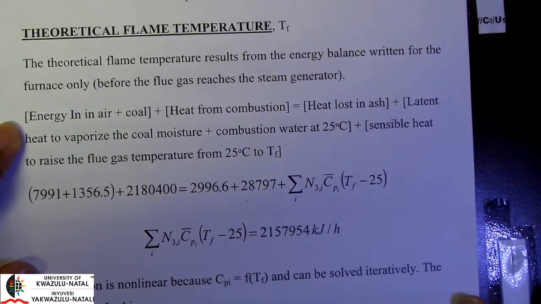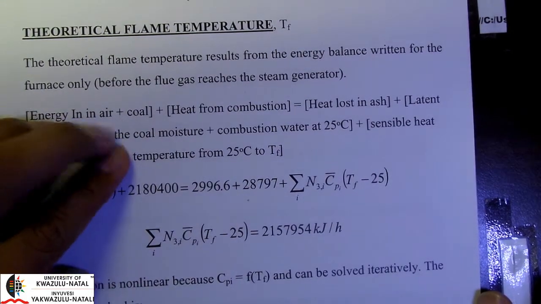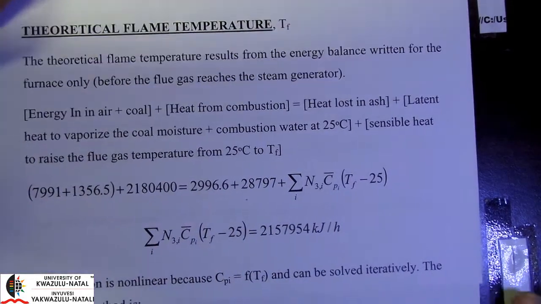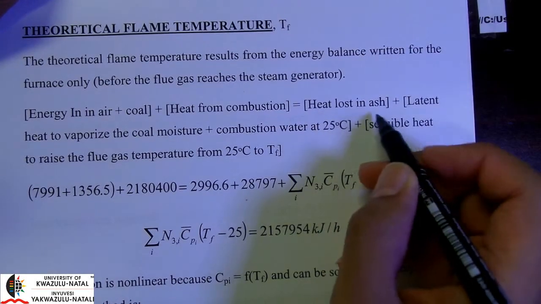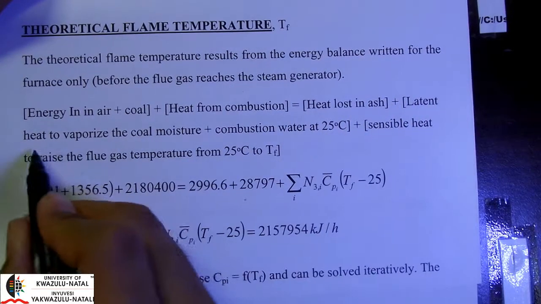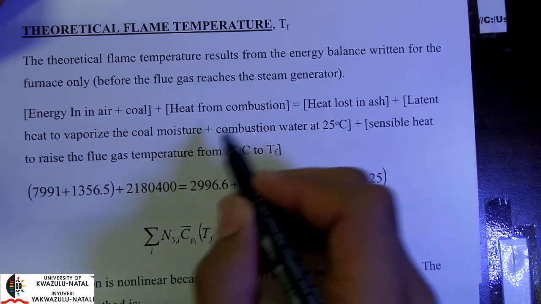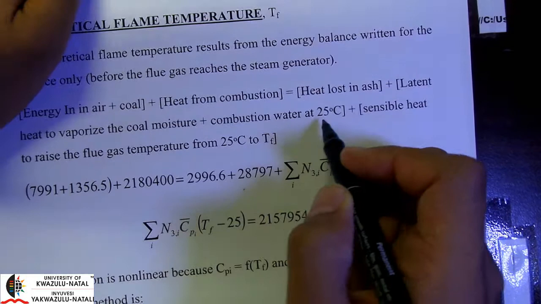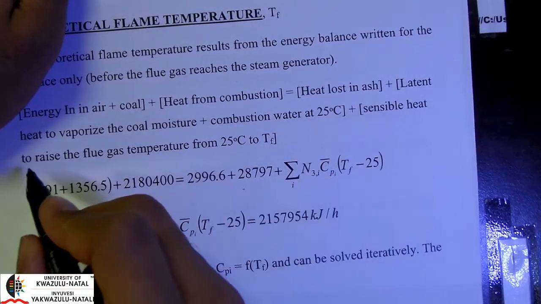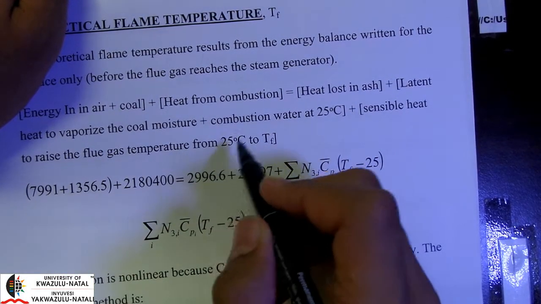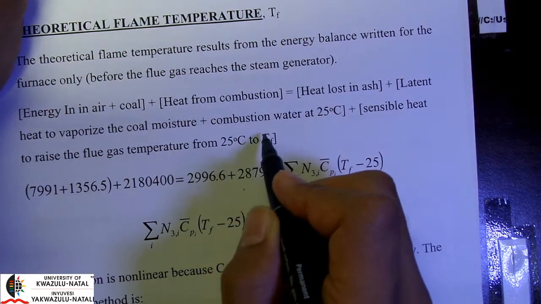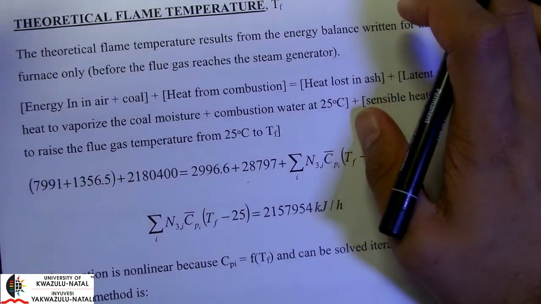Okay, and in such a case, the energy in our air plus the energy in our coal plus our heat of combustion is equal to the heat loss in the ash, the latent heat to vaporize the coal moisture and combustion water at 25 degrees, plus the sensible heat to raise the flue gas temperature from our 25 degrees to our flame temperature.